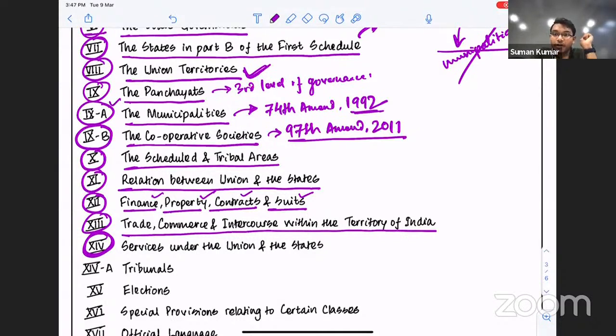Why is part 14 a placeholder? Because all of the people who are watching this video are somehow aspiring to be civil servants. You are aspiring to take the civil services examination. And my dear, the civil services examination exists because it was a part of the constitution, and it's still a part of the constitution, which is part 14, that is services under the union and the states.